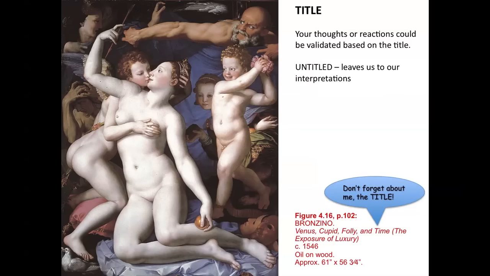The title. That's the last thing that I usually look at, and it validates my claim to what I speculate. But some people like to look at the title first and then look at the artwork, which can give you a little bit more of a bias. So like if you looked at the title first, then look at the image, you would start to look for Venus, Cupid, Folly and Time. But if you looked at the image and you started saying, oh, I see Cupid, I think that's Cupid, but you have no validation until you look at the title.